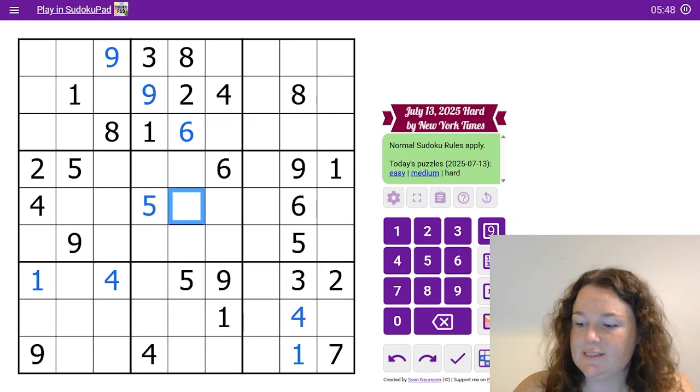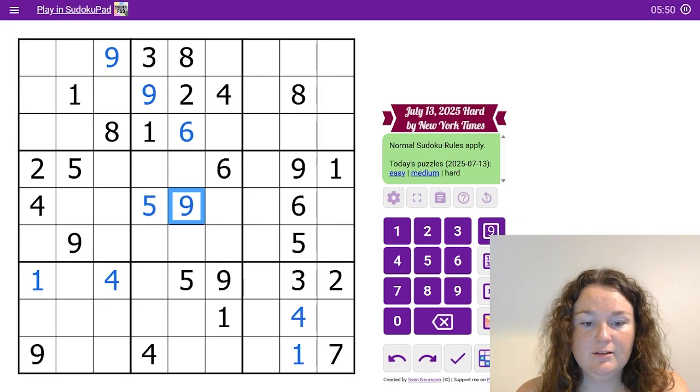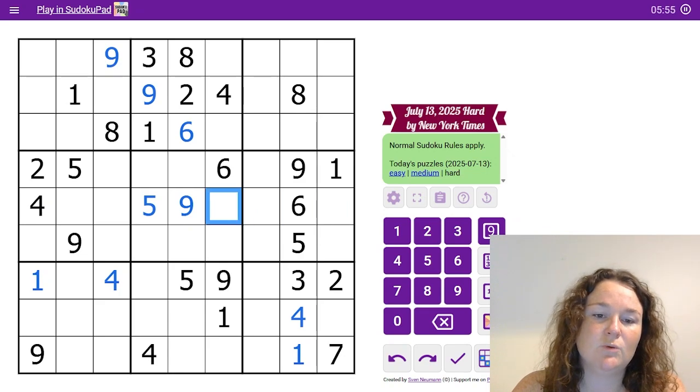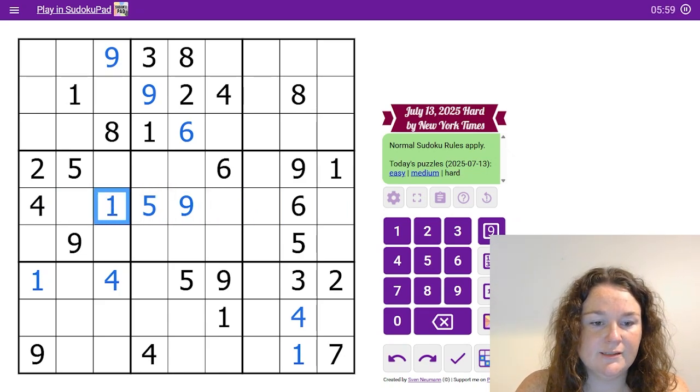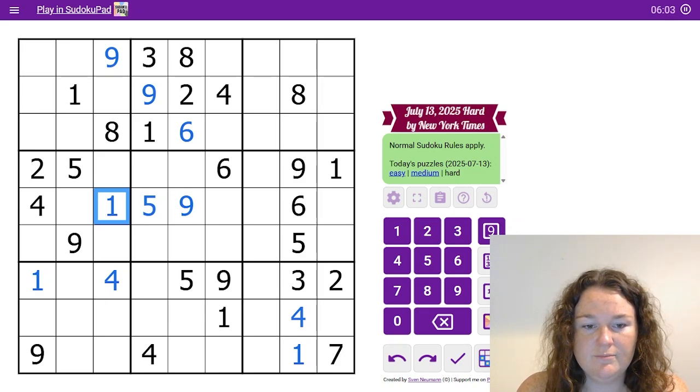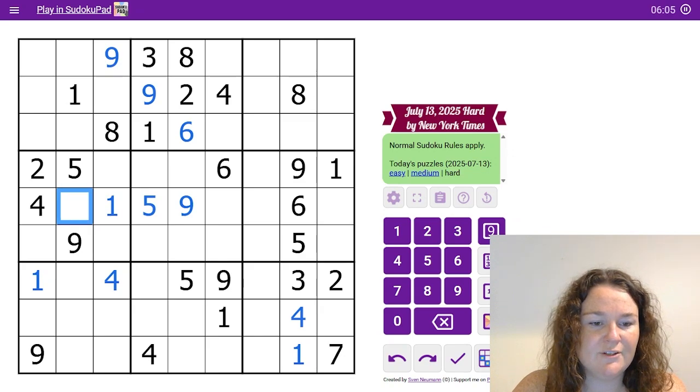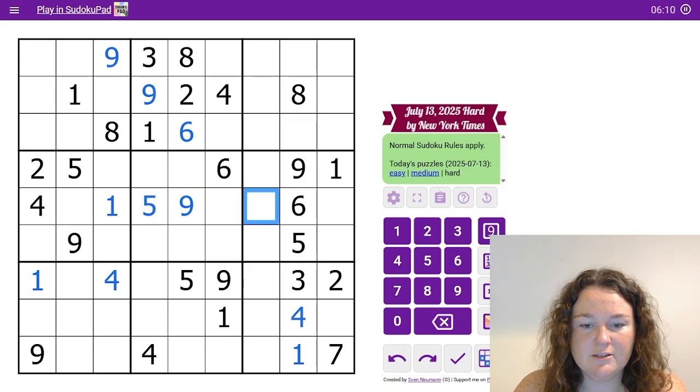Well, in this box now, the only cell the 9 can go in is here. And now in this row, there's a 1 in this box, 1 in this column, and 1 in this column. The only cell the 1 can go in is here. And then the rest of this row would need to be 2, 3, 7, 8. So this is 3, 7, 8, then 2, 3, 7, 8, 2, 3, 7, 8, and 3, 8.